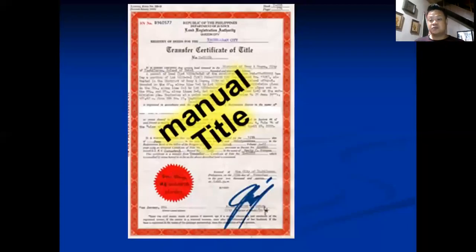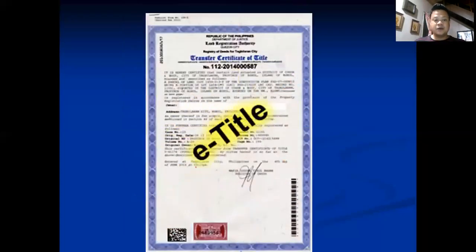You get a certified true copy of your title. If your title is already in the system, then good. Okay? It should be under the system. So manual title, type written. Now we have the e-title, the computerized one. So literally, yung manual title, type written. E-title, yung printer ng computer ang nagpo-print. Okay? And they're all printed in this what we call judicial forms.